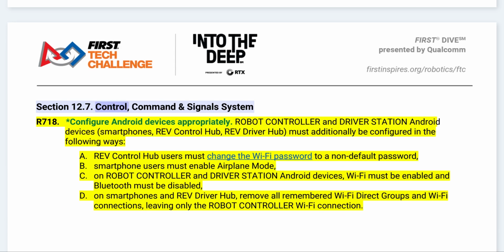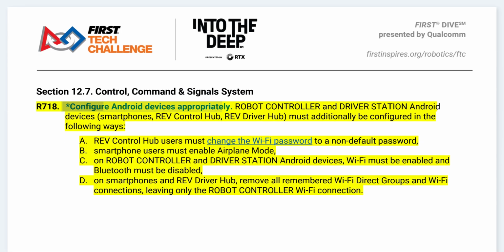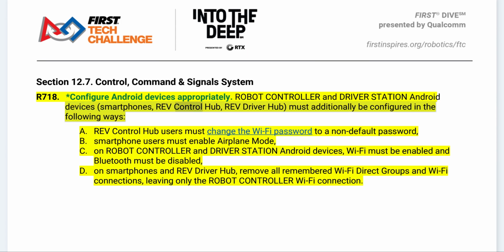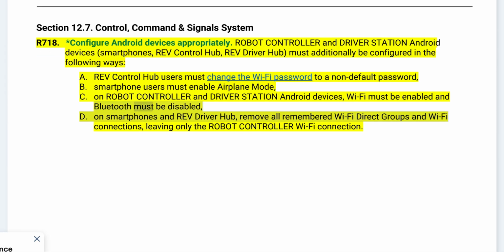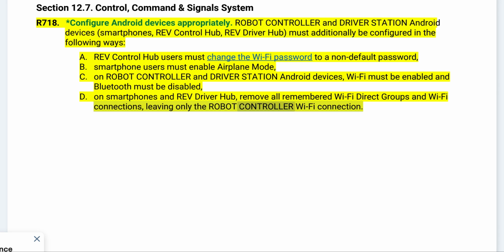Section 12.7. Control, Command and Signal System, R718. Configure Android devices appropriately. Robot Controller and Driver Station Android devices (smartphones, Rev Control Hub, Rev Driver Hub) must additionally be configured in the following ways. A. Rev Control Hub users must change the Wi-Fi password to a non-default password. B. Smartphone users must enable airplane mode. C. On Robot Controller and Driver Station Android devices, Wi-Fi must be enabled, and Bluetooth must be disabled. D. On smartphones and Rev Driver Hub, remove all remembered Wi-Fi Direct groups and Wi-Fi connections, leaving only the Robot Controller Wi-Fi connection.